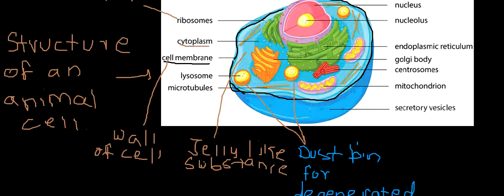Then we will go to microtubules. Microtubules are a very big concept. They are also necessary for protein synthesis and some other important functions. As we are talking about basics, we will not talk much about microtubules. Then we have the secretory vesicles. These secrete some substances that are necessary. Then we go to the mitochondrion.